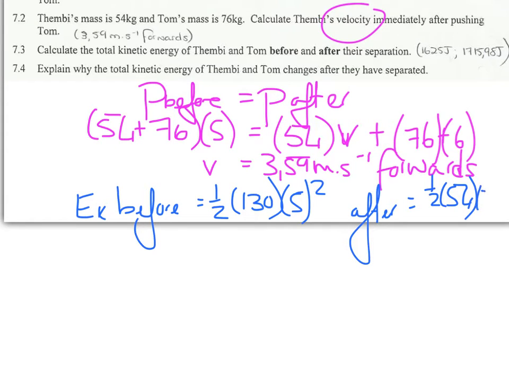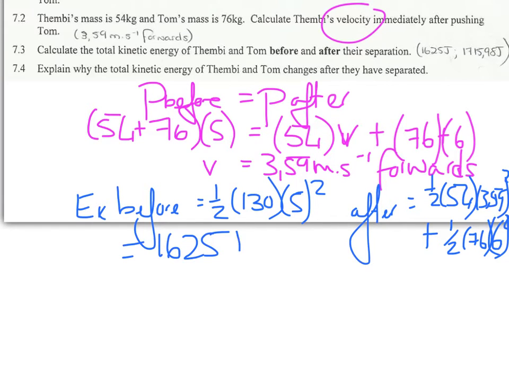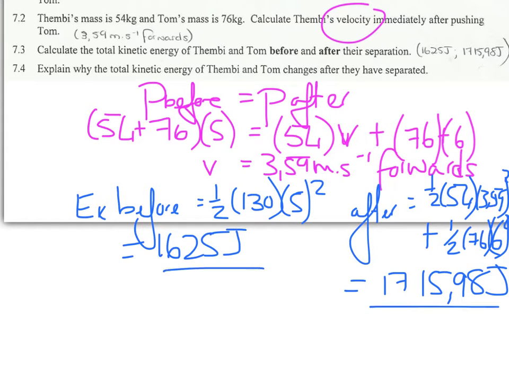and speed and 3,59 squared plus half of Tom, 76 and 6 squared. My squares aren't looking very good, but anyway, you need to square both of those numbers. When I add it all up, I get 1625 joules, and I get 1715,98 joules. Now, where did this extra kinetic energy come from?